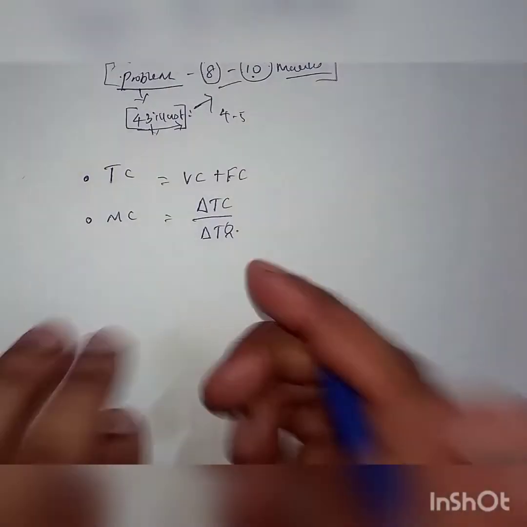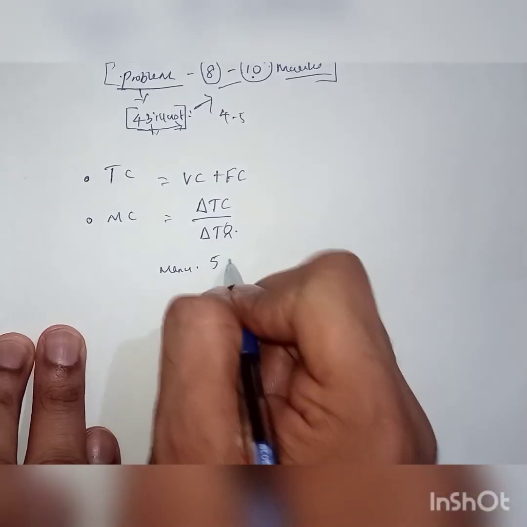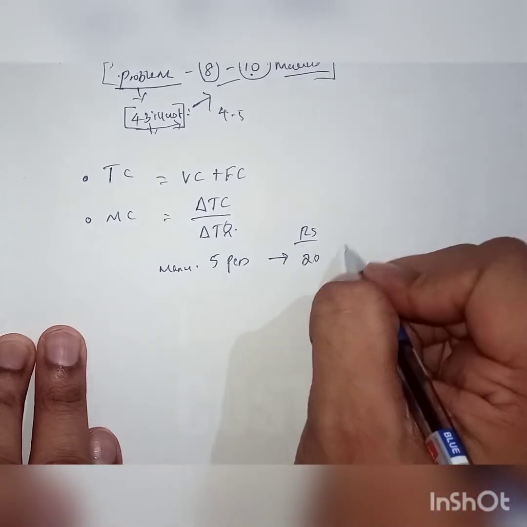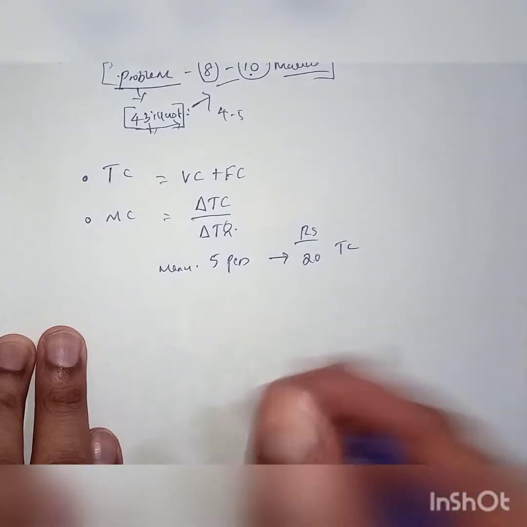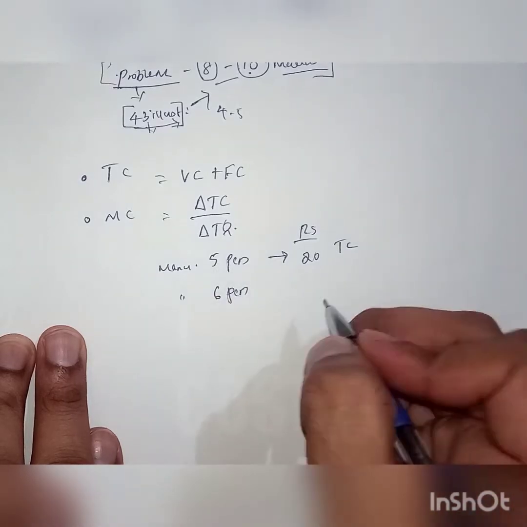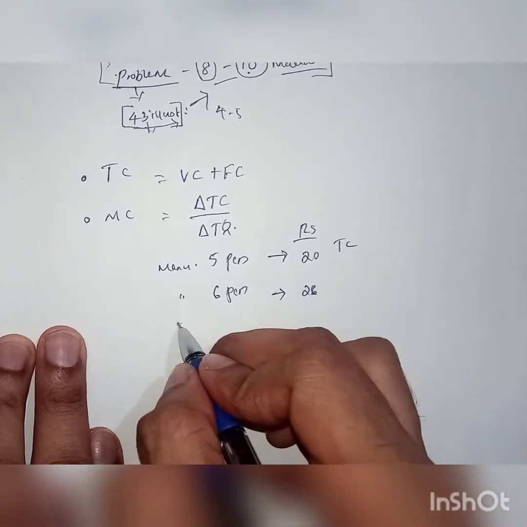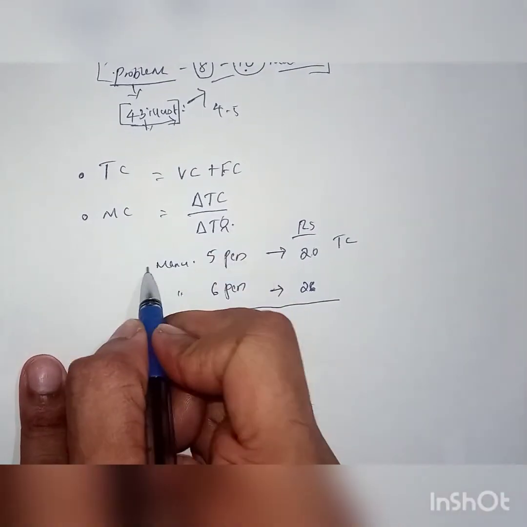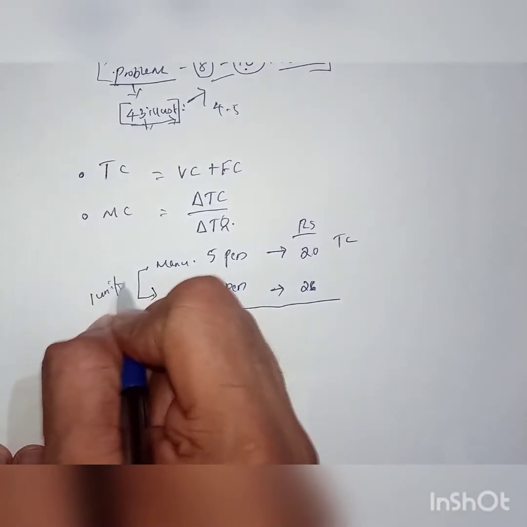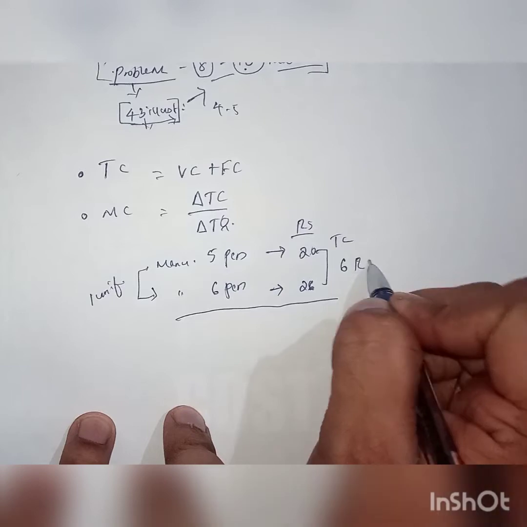I will tell you one example. For example, we are manufacturing 5 pens, which cost 20 rupees. Let the total cost be 20 rupees for 5 pens. Next, we are manufacturing 6 pens, which means 1 pen additionally, and the total cost comes to around 26 rupees. If you take this example, from 5 to 6, we have increased the quantity by only 1 unit, and the cost has increased from 20 to 26, that is 6 rupees.